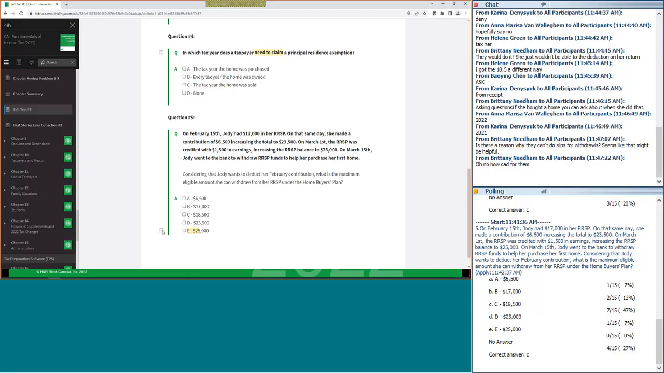Excellent. How would that look on the schedule? Well, if she did all of this in 2022, because that might have happened, then for the 2021 tax year, we would not claim the $6,500 deduction. And then next year, we would claim the withdrawal.